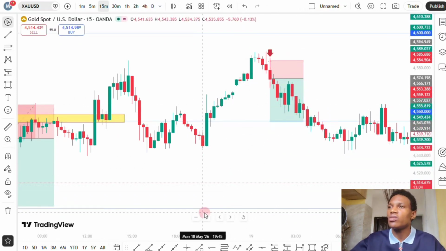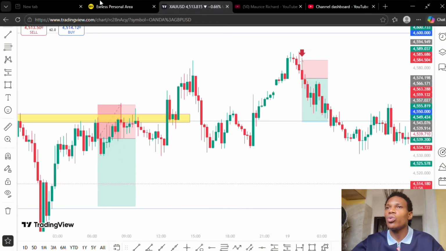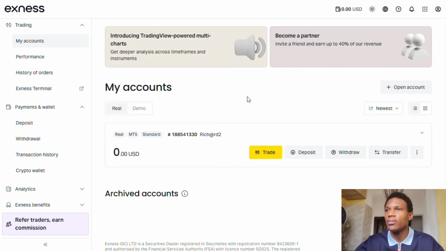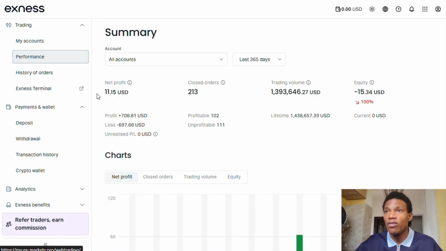So those are the trades I took. Let me show my performance on this account. Here's my account. You can see the account right now is on zero. Let me check through my MT5 to see when I actually deposited. See the dates. I deposited on this account on the 26th of April, if I'm not wrong. Yeah, on the 26th of April. So let me move down to performance.